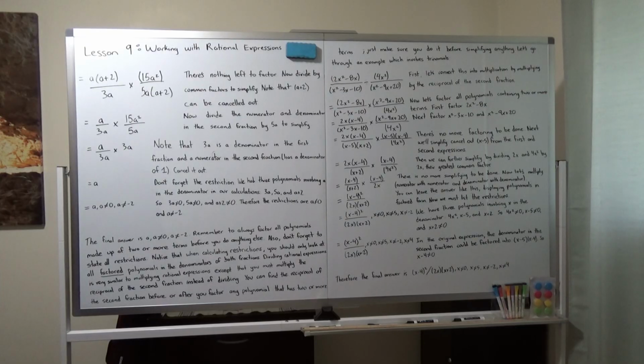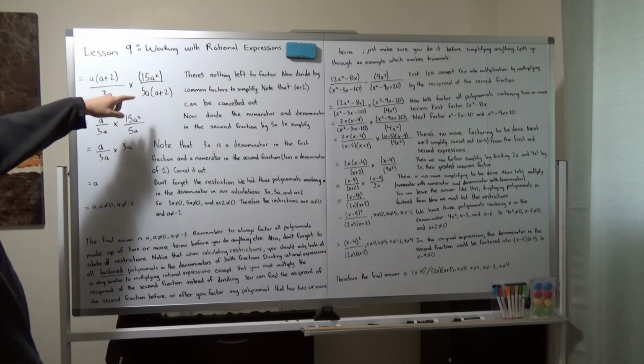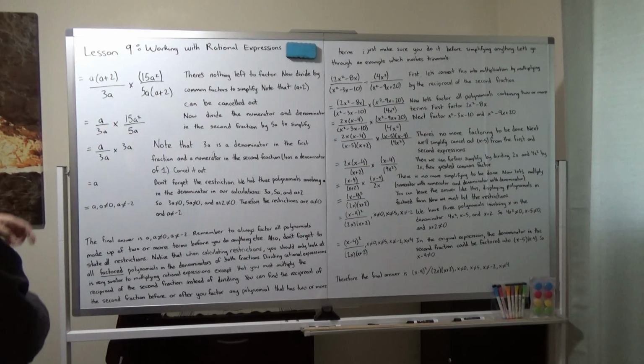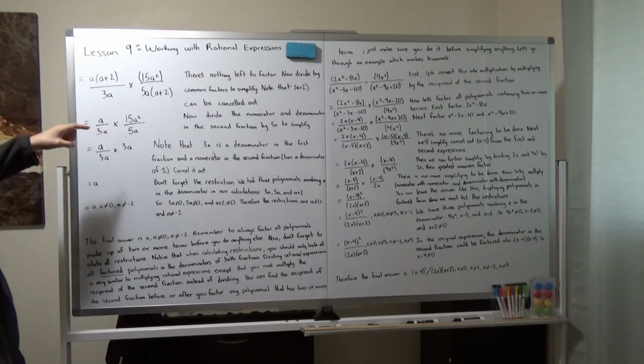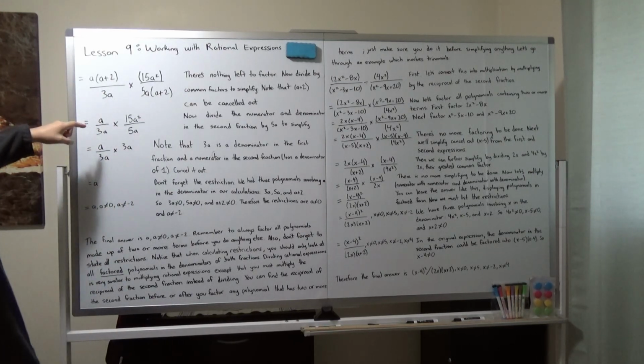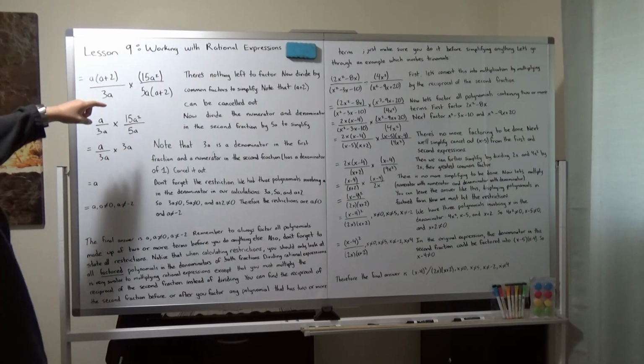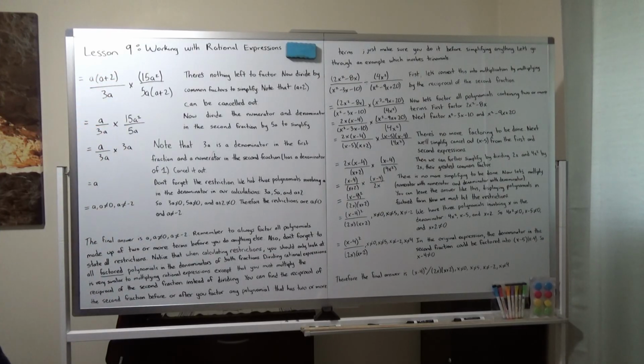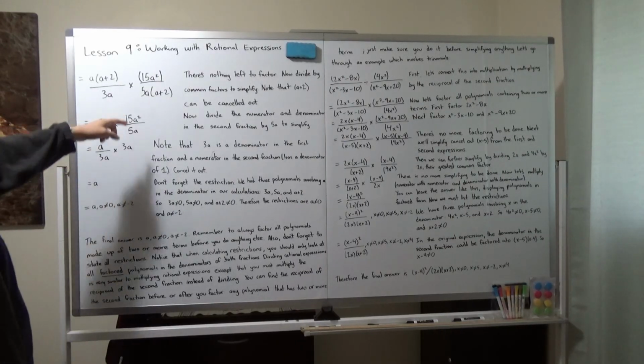Note that there is nothing left to factor. Now we divide by common factors to simplify. Note that a plus 2 can be cancelled out, because a plus 2 is in the numerator here and the denominator here. So we cancel it out, and we bring everything down. A over 3a times 15a squared over 5a. Now divide the numerator and the denominator in the second fraction by 5a to simplify.